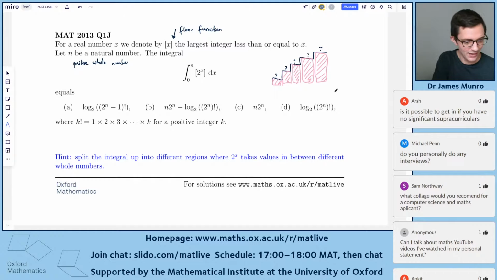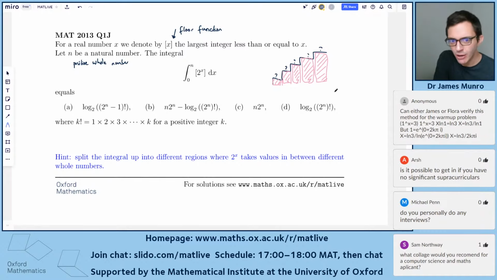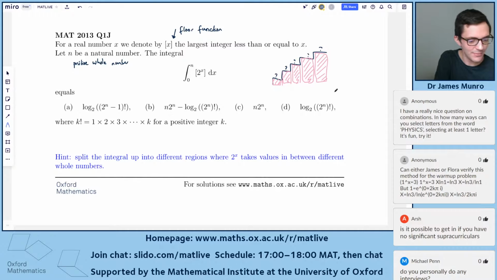Right, cool. Is it possible to get in if you have no significant supercurriculars? So supercurricular means doing things outside of the classroom, like going to extra classes or trying extra bits of mathematics or thinking about tricky maths problems, even though it's not part of your school curriculum. Arguably, and it's debatable, but arguably this is one of those. So sort of if you're doing the Matt live stream, that's already a little bit supercurricular of you.